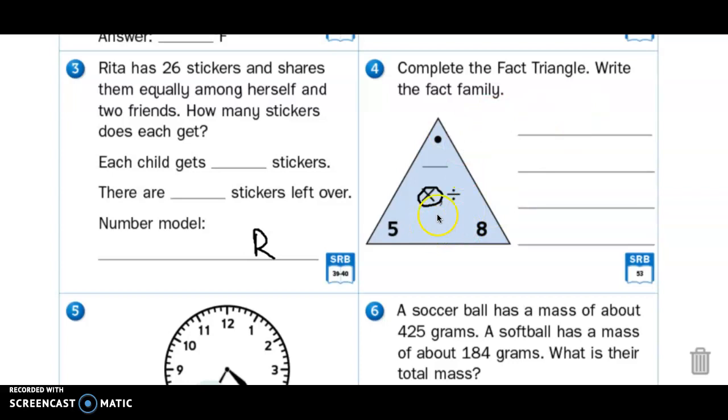Remember, fact families, you're going to have 2 multiplication number models and you're going to have 2 division number models. That's like saying if you can multiply 2 numbers to get a number, and you can flip-flop them, then you should be able to divide that answer and flip-flop the answers. You should only be using the same 3 numbers for 1, 2, 3, 4 number models.